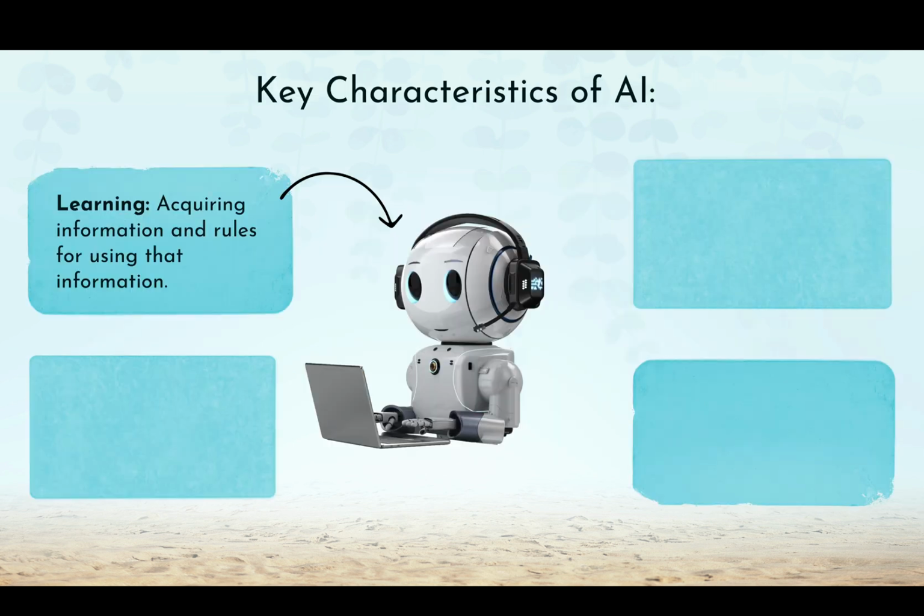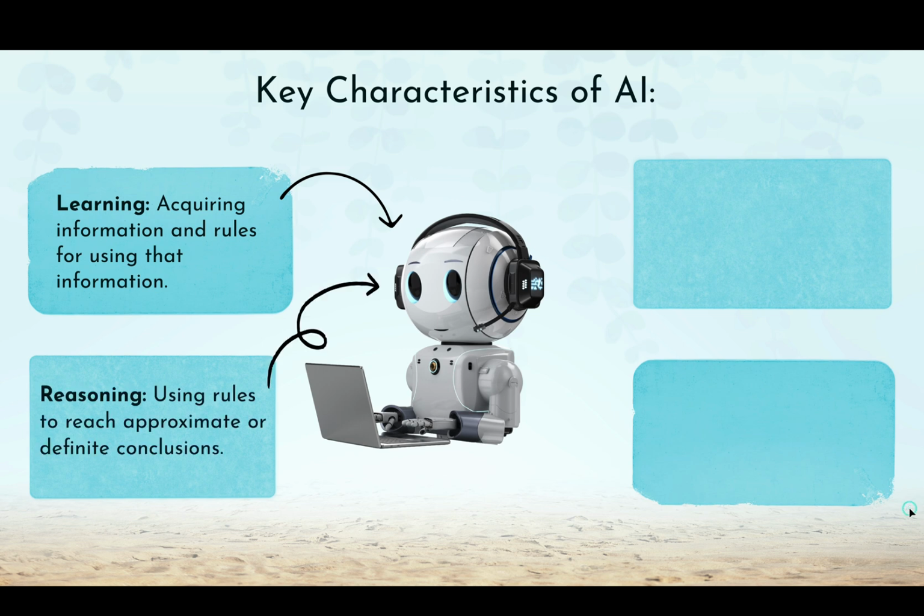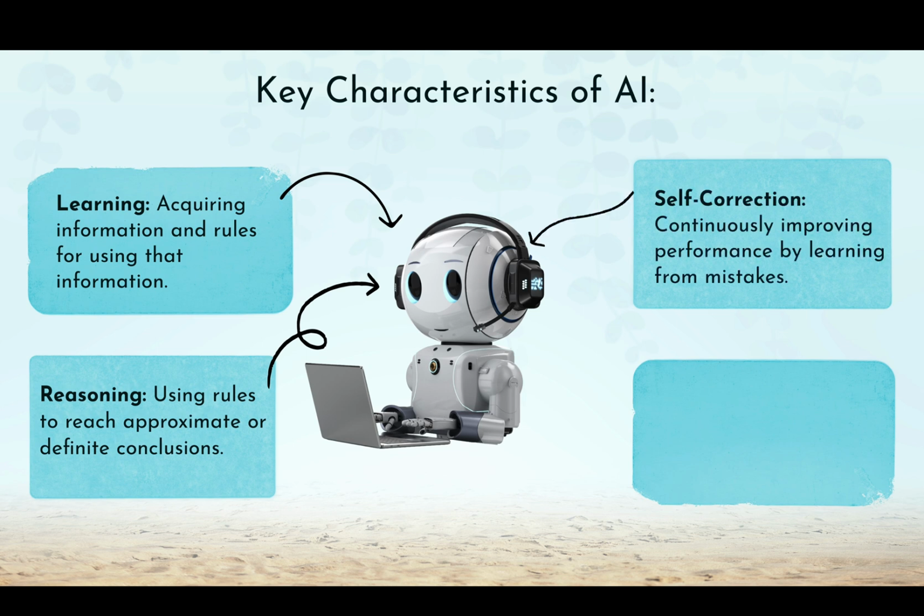The key characteristics of AI include several essential abilities that allow machines to function intelligently. First is learning, where AI systems acquire information and develop rules to effectively use that information for future decision making. Next is reasoning, where these systems apply rules and logic to reach conclusions, whether they are approximate or definite. Another critical characteristic is self-correction, where AI continuously refines its performance by learning from past mistakes and improving over time.